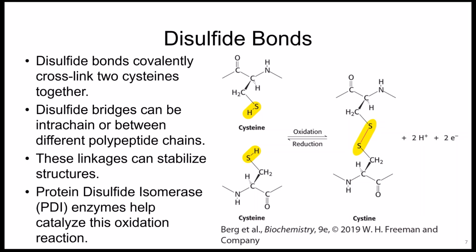Now, remember that enzymes help speed up these types of interactions. So there is an enzyme called protein disulfide isomerase, or PDI, that can help catalyze this oxidation reaction. You can also reduce it back to two free cysteine amino acids. That can also be done. And we do have a variety of different techniques in the lab where you would do this if you want to remove the disulfide bonds.